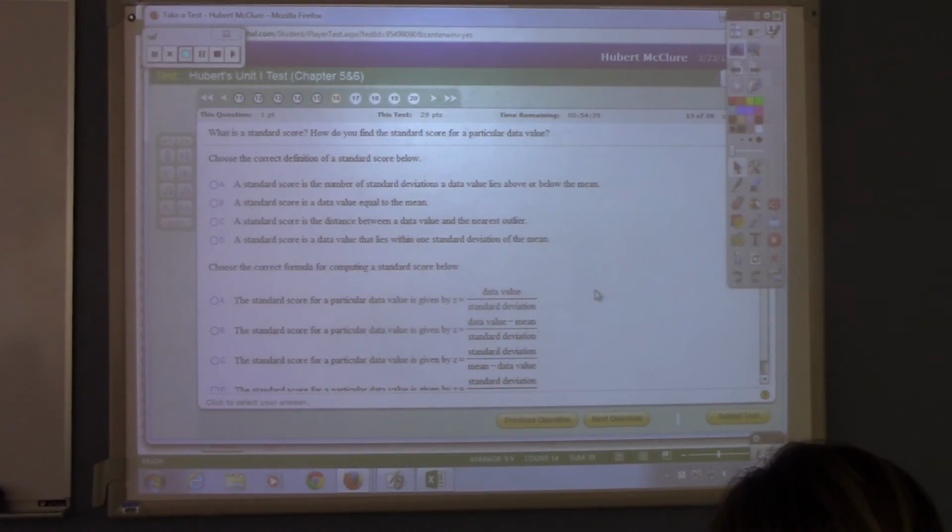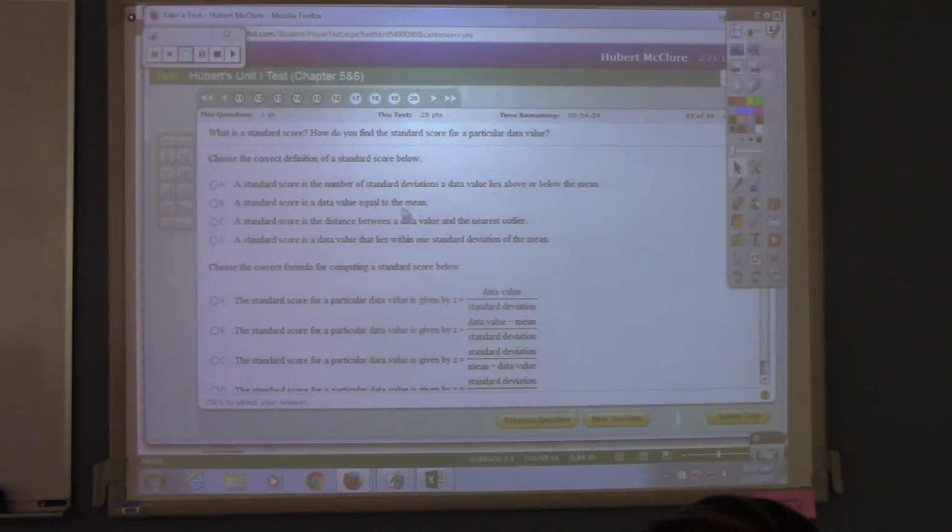All right, what is a standard score? How do you find a standard score? A: A standard score is the number of standard deviations of a data value above or below the mean. B: A standard score is a data value equal to the mean. Well, you know that's not right. C: A standard score is the distance between a data value and the nearest outlier. D: The standard score is the number of standard deviations a data value lies above or below the mean. That's what I would say.